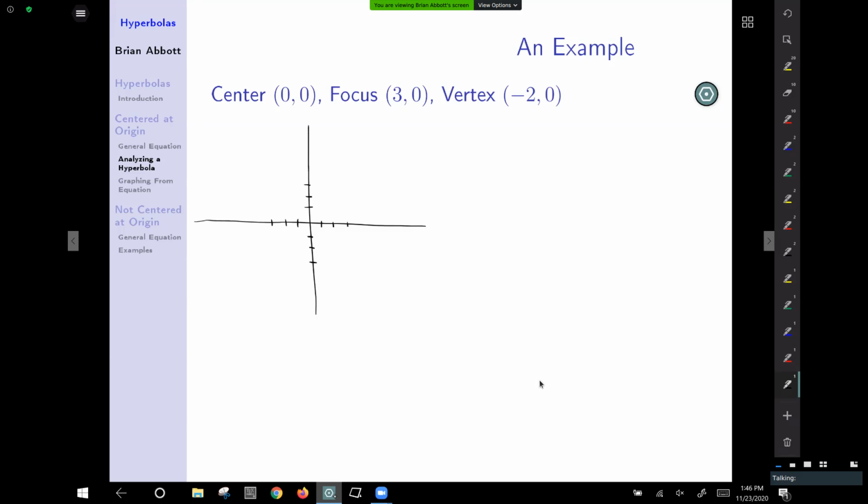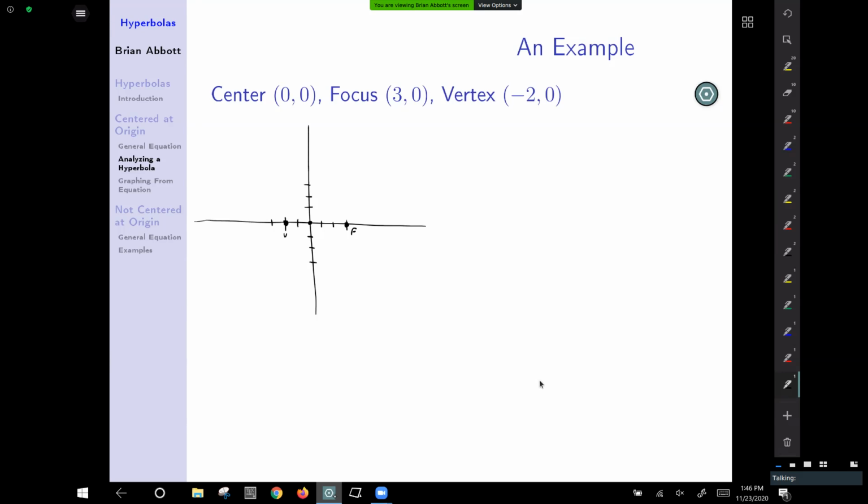Okay, so now let's put those points in. 0, 0 is my center right at the origin. Our first focus is at 3, 0. I haven't said it explicitly yet, but as with all of these conics, there's a symmetry to them. So if you know one focus and the center, you also know the second focus. I'm going to label this a focus. I'm not going to label the center. My vertex, negative 2, 0 over here, I'm going to label as well. That's a vertex. So there's a symmetry with both vertices and foci around the center.